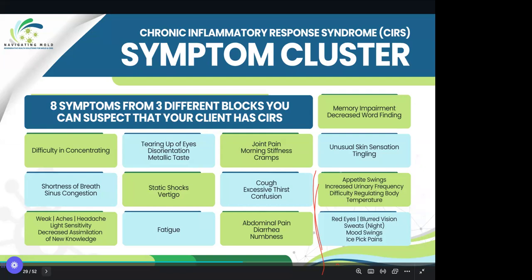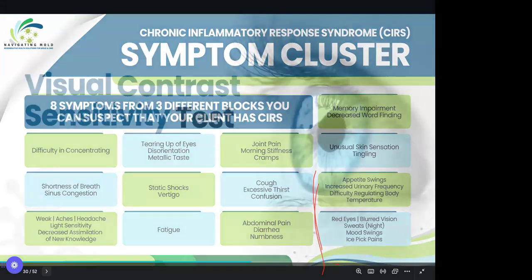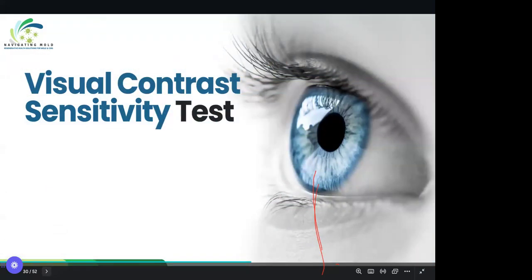And you can take a screenshot of this. You can find it online if you look up symptom clusters for CIRS. But it's just a real simple way to assess a client or an individual.